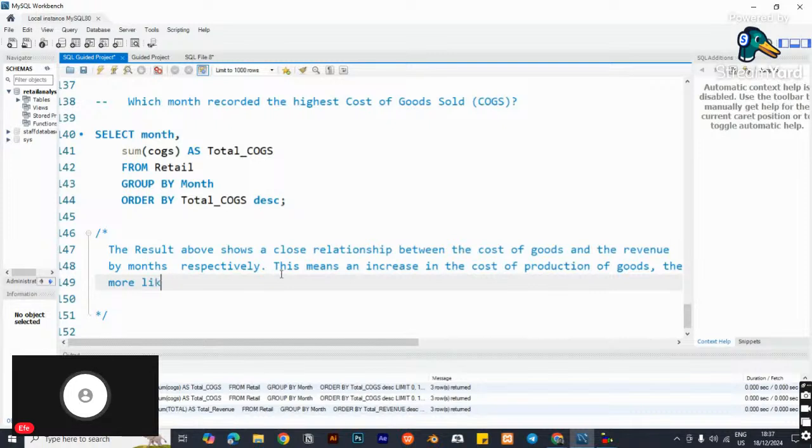So that's what correlation means. Cause and effect. All right, the more likely an increase in the revenue being generated.